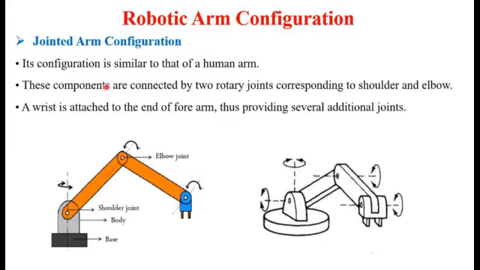The next type of arm configuration is the jointed arm configuration. This jointed arm configuration is similar to that of a human arm.